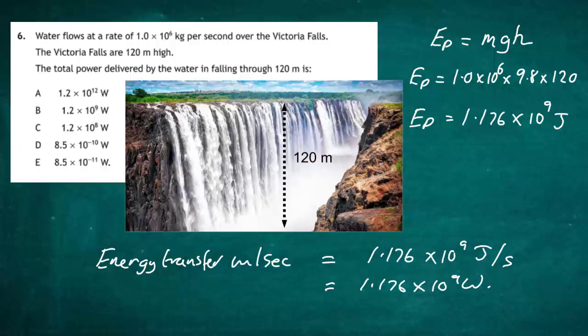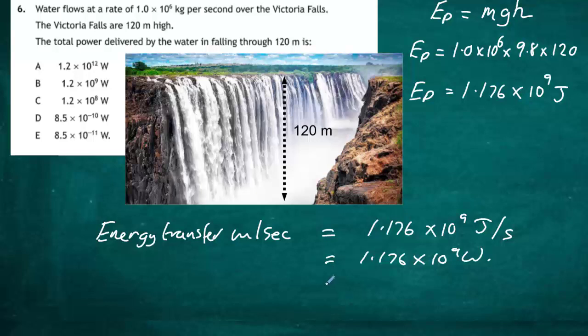Now, since we're using just two significant figures, we will write down the final answer as 1.2 times 10 to the power 9 watts, or 1.2 times 10 to the power 9 joules per second. It's all happening in 1 second. So the answer to that is going to be letter B, 1.2 times 10 to the power 9 watts. It's going to be B.